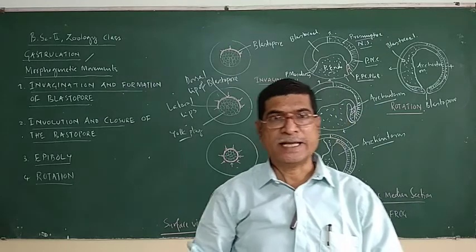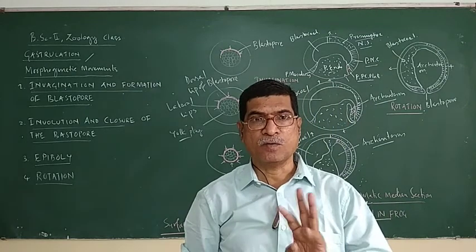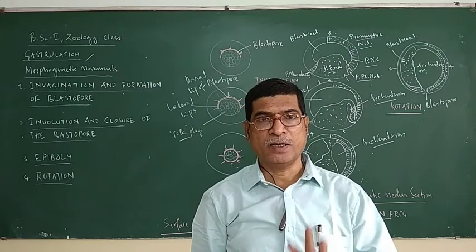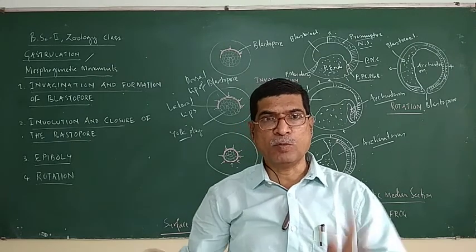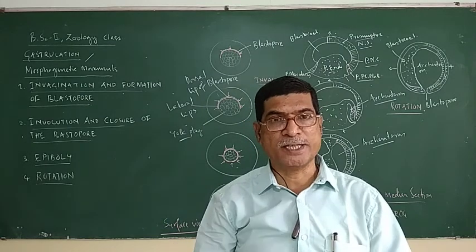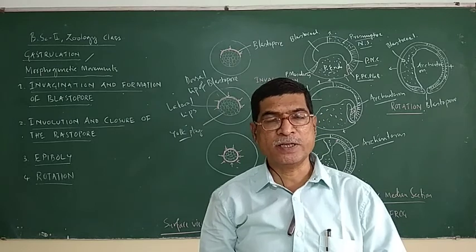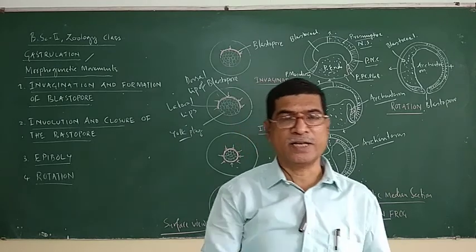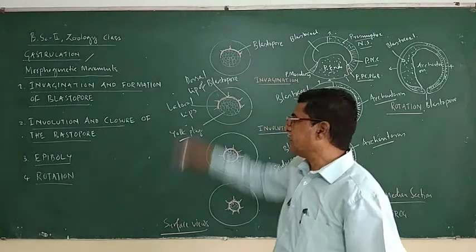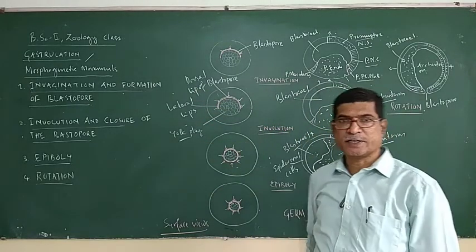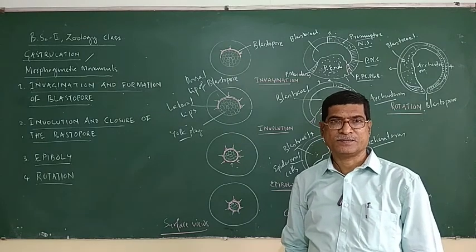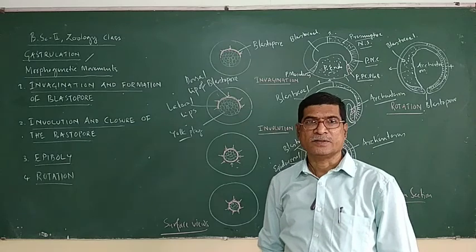This is how gastrulation completes in four morphogenetic movements. What is a morphogenetic movement? A morphogenetic movement is nothing but the movement of cells from one region to another region for the formation of germinal layers during the conversion of blastula into gastrula. So this is how gastrulation takes place in the frog embryo, frog development. Okay, thank you.